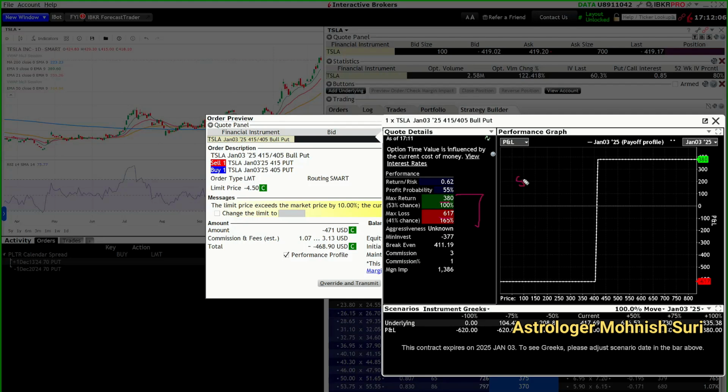That means even if you have less than $5,000 in your account, you will be able to run or execute this trade. Your brokerage will allow you, because ultimately they know that the maximum you can lose is $617. So maybe they will just keep a security of $617 till you close this particular trade.